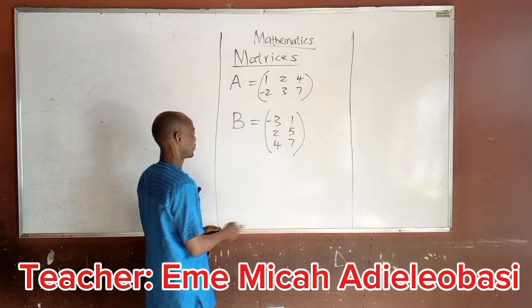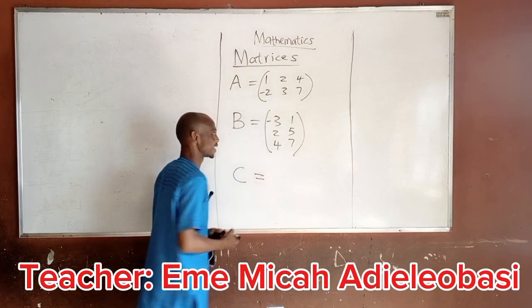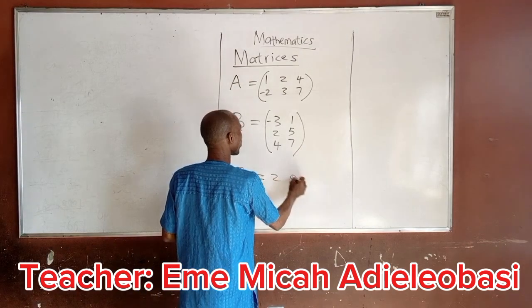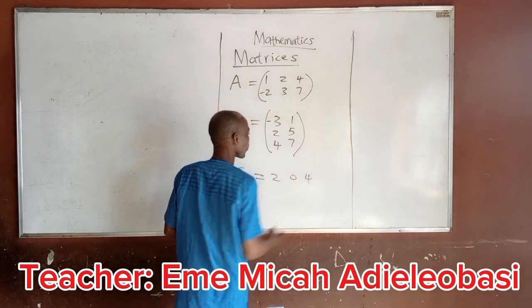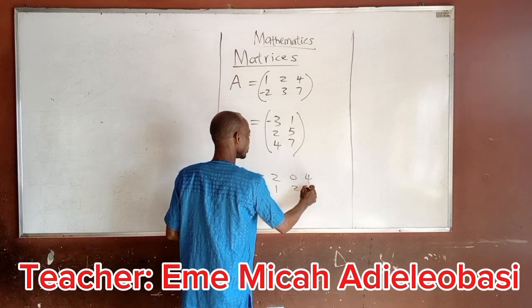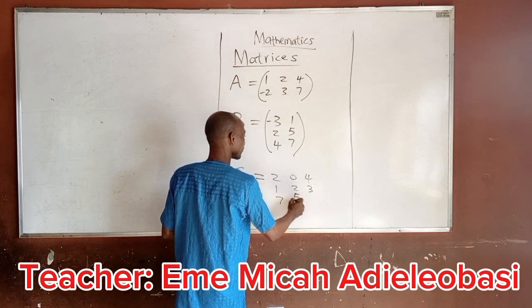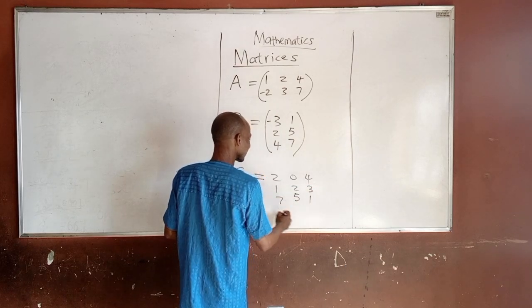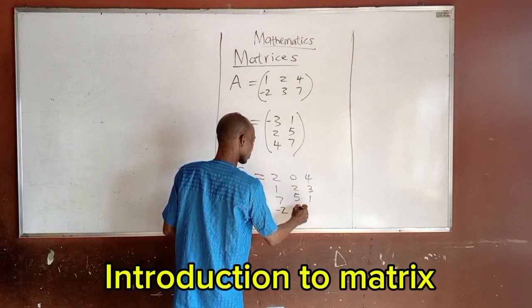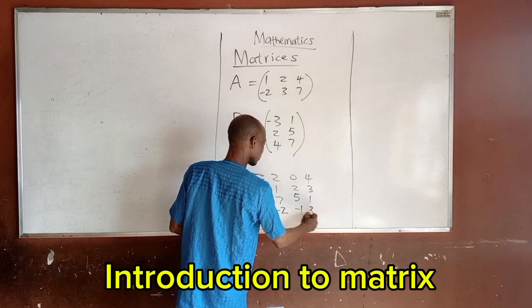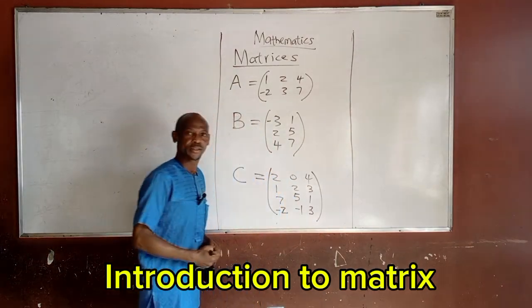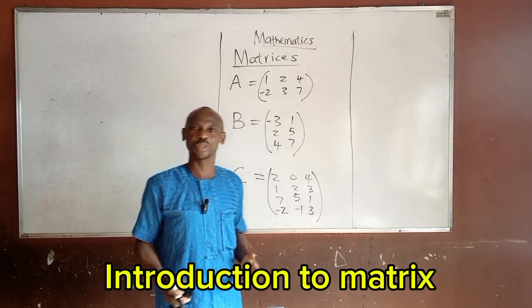We can also have C. Let me have C as an example: 2, 0, 4, 1, 2, 3, 7, 5, 1, and minus 2, minus 1, 3 in brackets. These are examples of matrices.